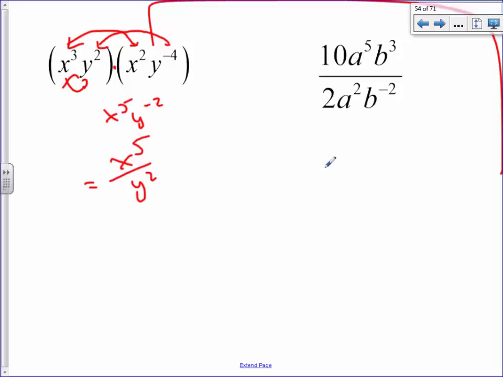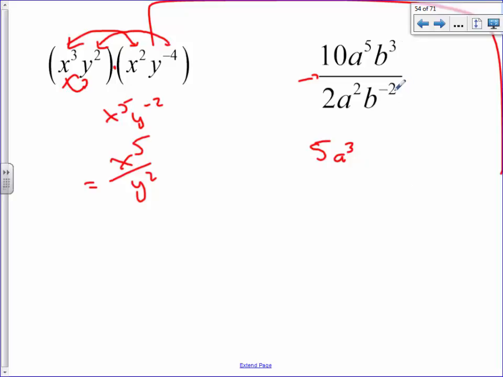What about this one here? Are we multiplying or dividing? This symbol right here means we're dividing, right? Okay. So let's start with the numbers first then. Can you divide 10 by 2? Hopefully you know it right away, right? That's 5. Okay, well the rule for dividing is you subtract, right? So a to the 5, subtract a to the 2. 5 subtract 2 means you should have 3 of them left.